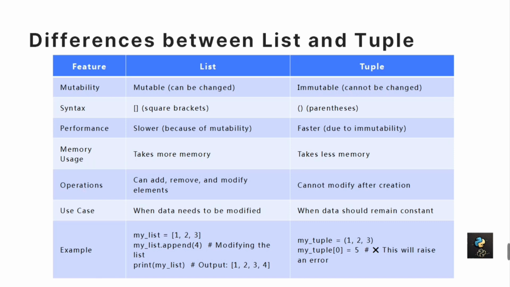And coming to the use case, when the data is going to be modified, at that time we can use list, and when the data remains constant, at that time we can use tuple. For example, keys in dictionaries.